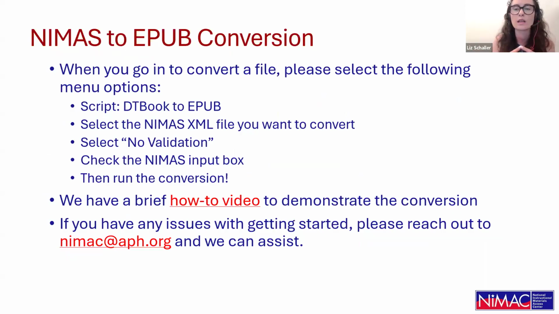The main thing is that there are a lot of different conversion scripts within the pipeline. So you want to make sure that you're selecting the appropriate DTBook, which is also NIMAS, to EPUB conversion. And then you just navigate to the NIMAS XML file that you want. Make sure you select that it won't validate, so it won't hang up on a weird issue, and check to ensure that you're utilizing NIMAS as your input format, and then you run the conversion. And we have a brief video that walks you through all of those steps. But if you do have any questions or want some help getting started with that, please don't hesitate to reach out to us.